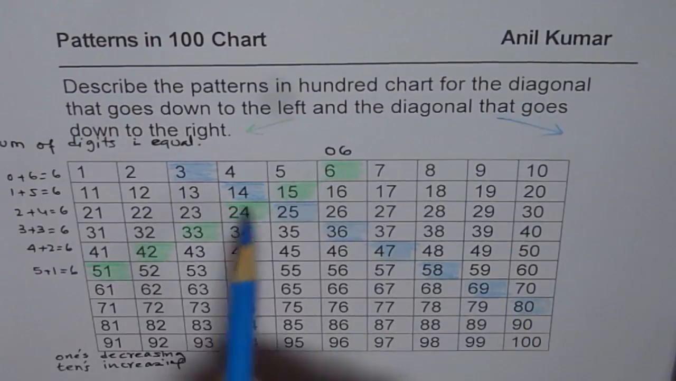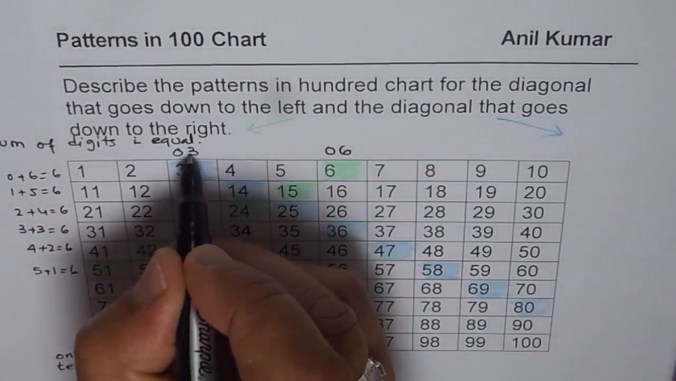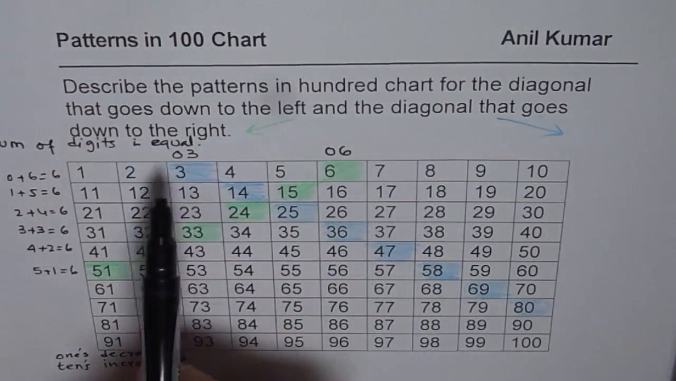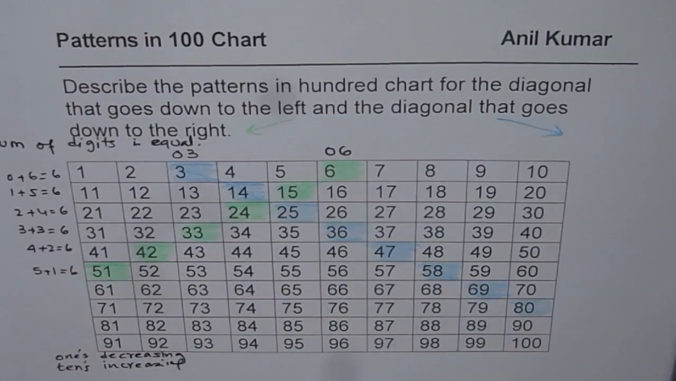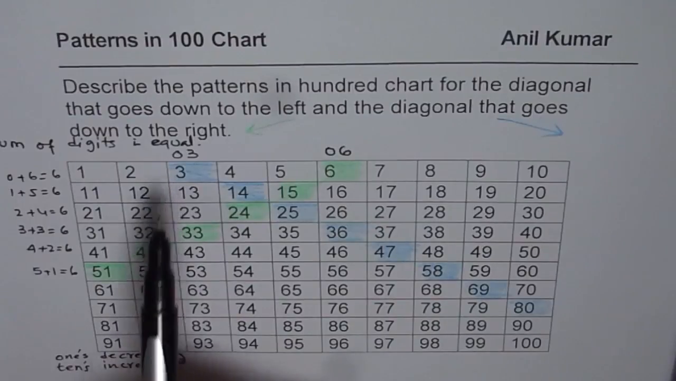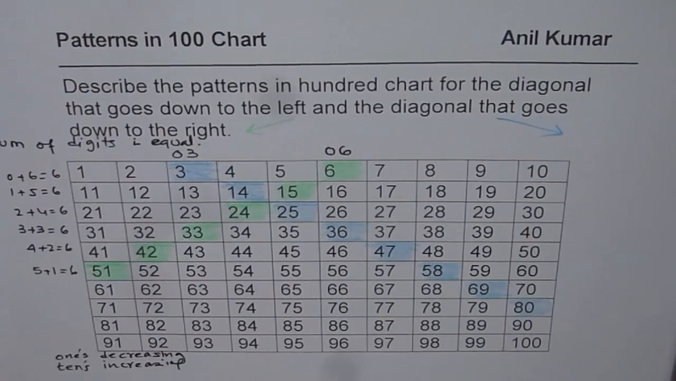Now, when you go down to the right, consider 3 as 0, 3. It helps, right? So ones position is 3, tens is 0. 3, 4, 5, 6, 7, 8, 9. This is kind of 10, right? So ones position increase. How about the tens position? 0, 1, 2, 3, 4, 5, 6. That also increases, correct? So what we observe here is that both ones and tens position increases, right? So that is what we observe here.